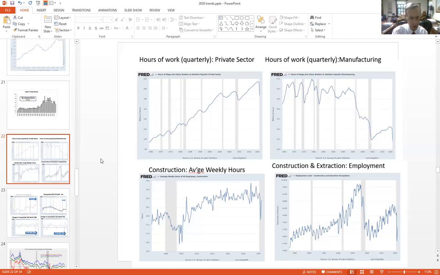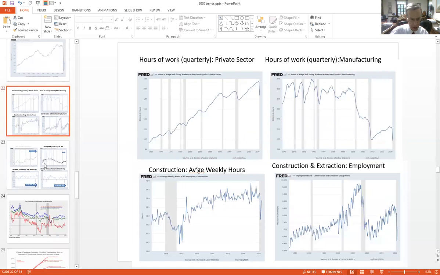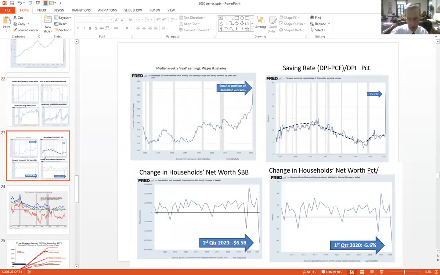So this is simply a little finer explanation of this chart that showed industrial production coming down. Now we can appreciate where that's happening.